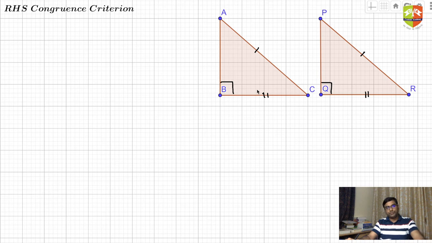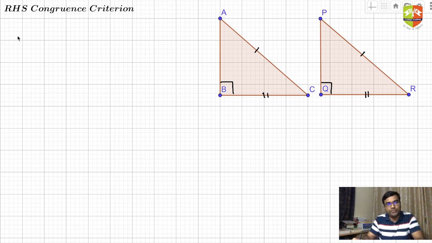How are we going to prove it? If you see, only one angle is there and that too a non-included angle, so SAS is out of the question. We can't do SAS. So either we have to prove that the included angle is also equal, or somehow show that both angles are equal. The moment we get one more angle equal, either A equal to P or C equal to R, then we know the two triangles are congruent. So our job is to find out whether A is equal to P or C is equal to R.